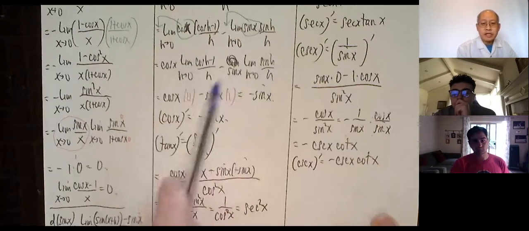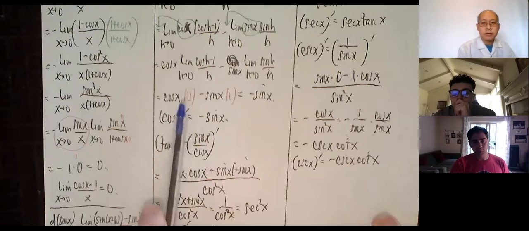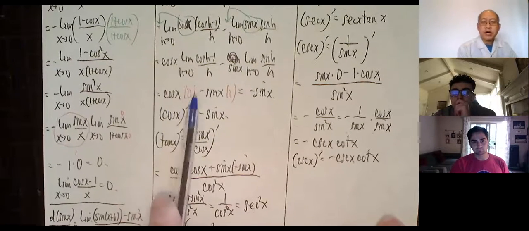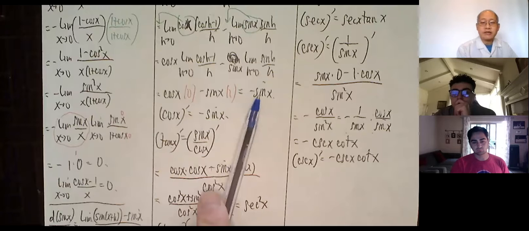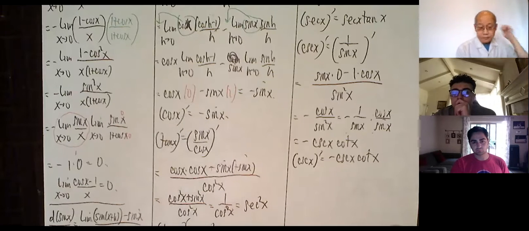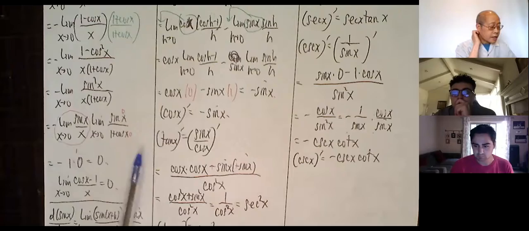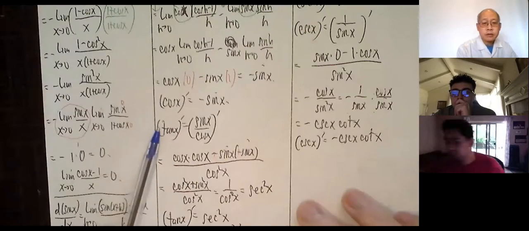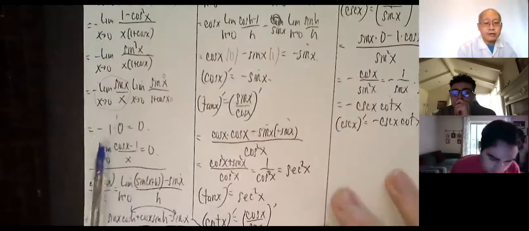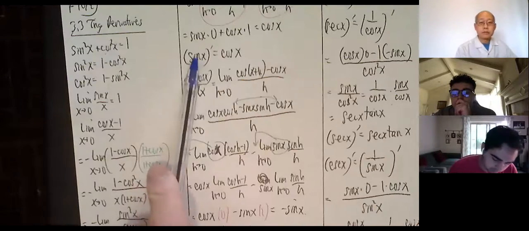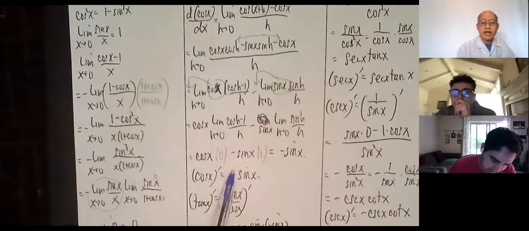Okay, and once again, this limit here came out to be 0. This limit comes out to be 1. So it's cosine x times 0 minus sine x times 1, negative sine x. So therefore, the derivative of the cosine is negative the sine. Okay, and then for all the other trig functions, tangent. Okay, so we now know the derivative of sine is cosine. Derivative of cosine is negative the sine.